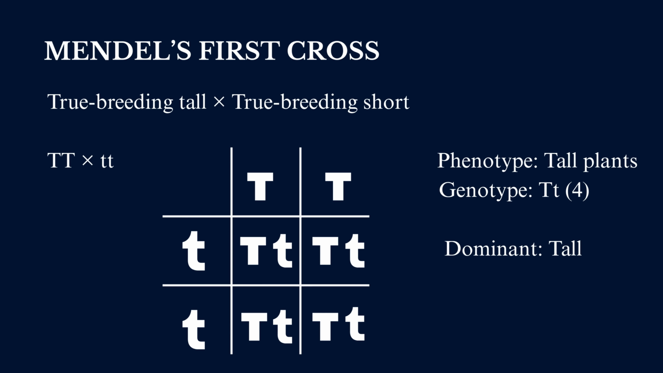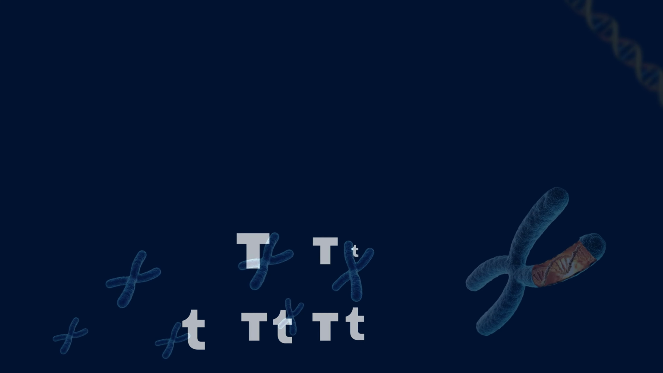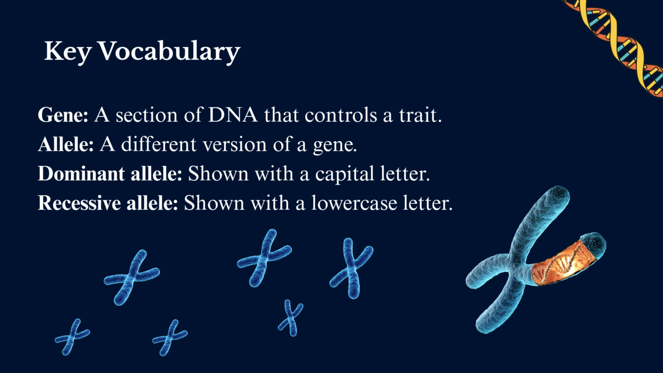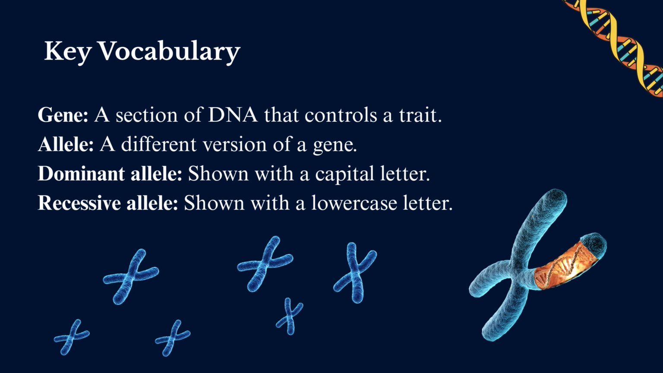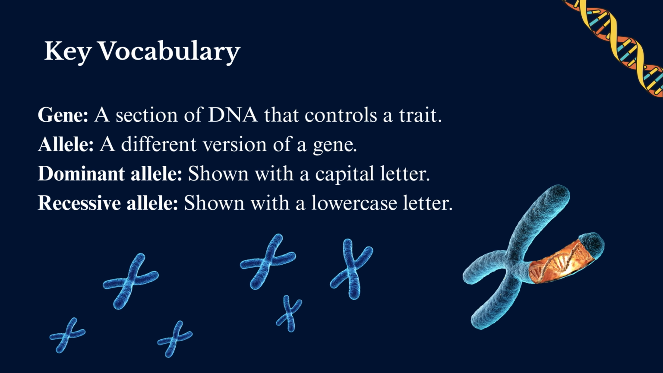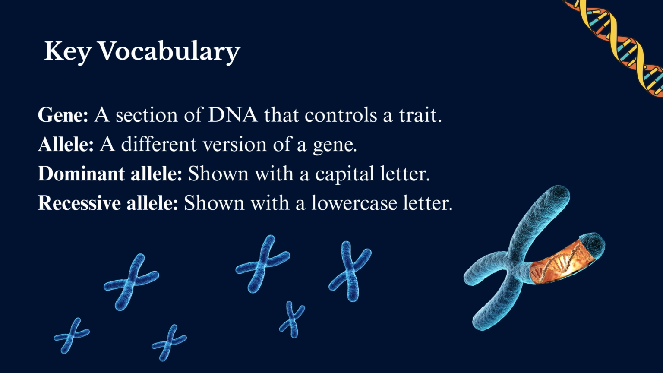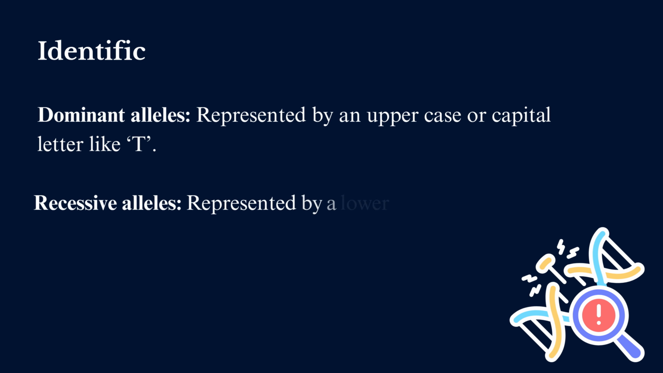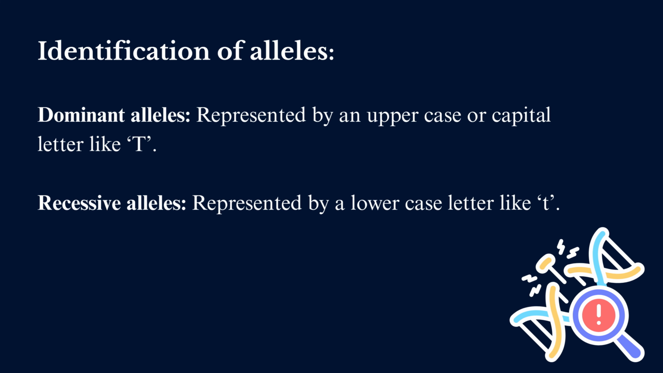To explain this using genetics, we use the word gene, which is a section of DNA that controls a trait. Different versions of the same gene are called alleles. For plant height, one allele can represent tall and another allele can represent short. We usually use letters to represent alleles. A capital letter represents the dominant allele and a lowercase letter represents the recessive allele. So for plant height, we use an uppercase T for tall and a lowercase t for short.